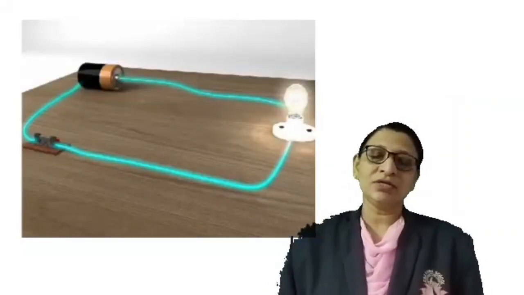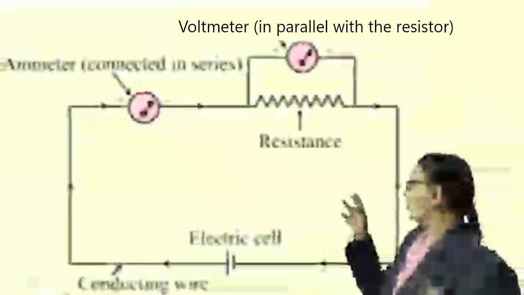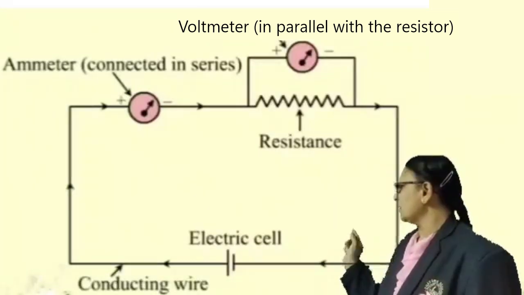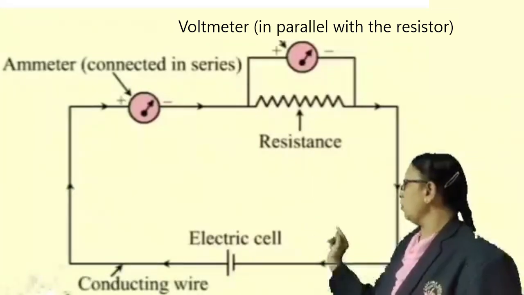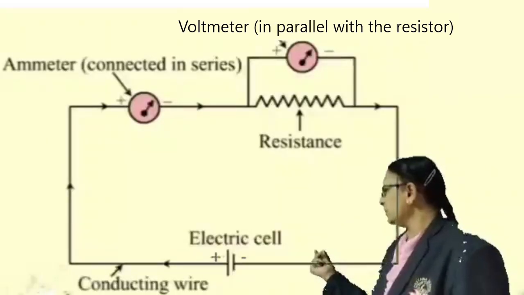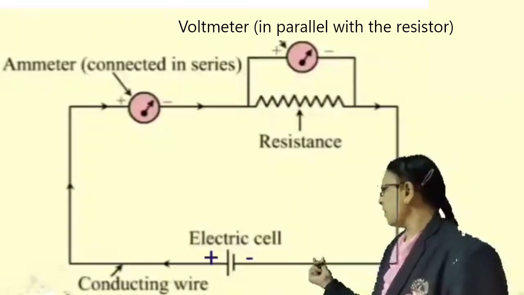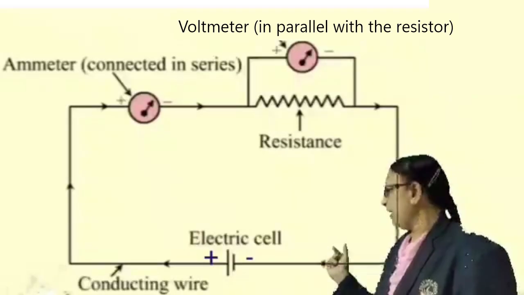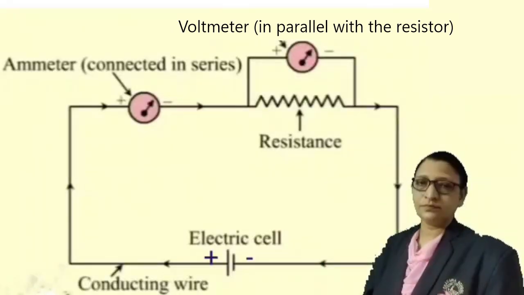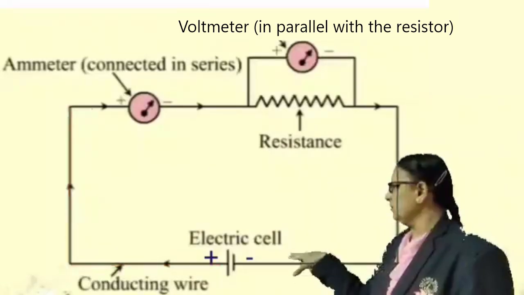Dear students, let us see the basic components of an electric circuit. Here in this figure you can observe a cell connected through conducting wires. There are two terminals of the cell, the positive terminal and the negative terminal. As we know, the positive terminal is called the higher potential, while the negative is the lower potential. The electric current starts to flow from the positive terminal.